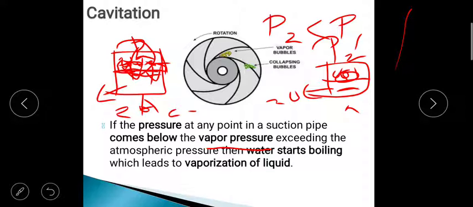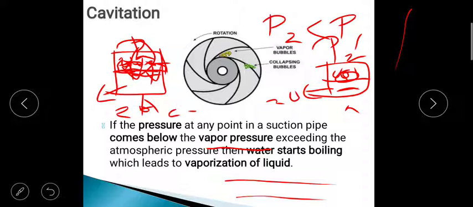Okay, so that happens only when there is a low pressure zone, and that low pressure zone is created in the centrifugal pump, in the suction pipe. So what happens in the suction pipe in the centrifugal pump? As the impeller rotates, it is creating a vacuum which is creating a low pressure zone in the suction pipe. Because of the creation of the low pressure zone in the suction pipe, the water enters into the chamber. So water enters into the suction pipe.